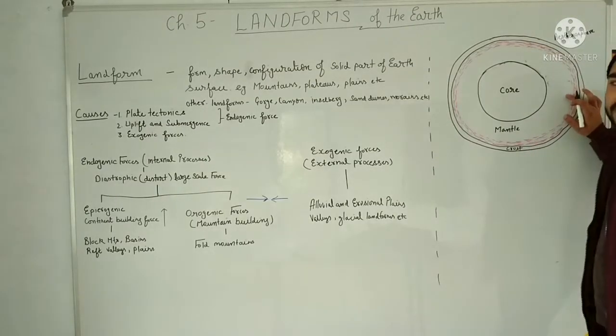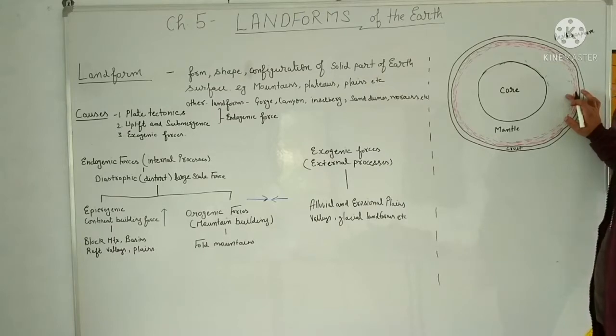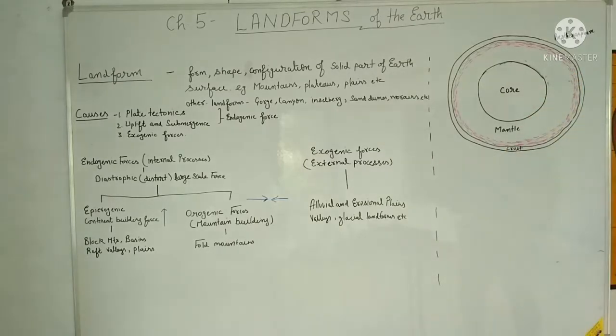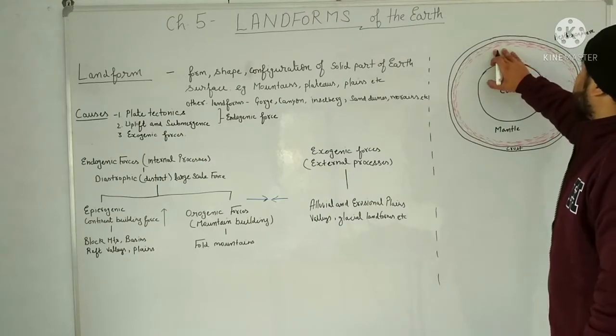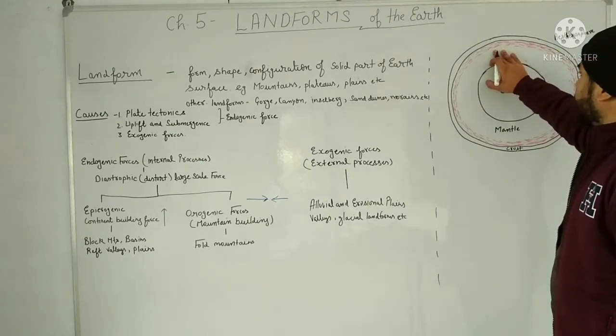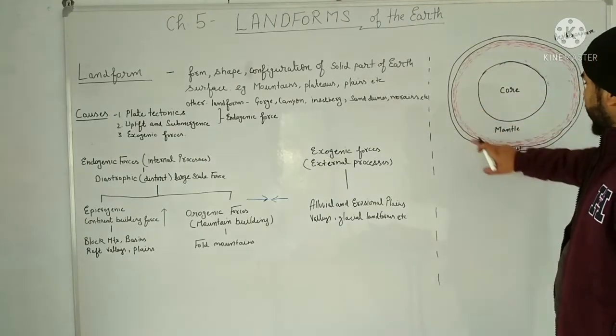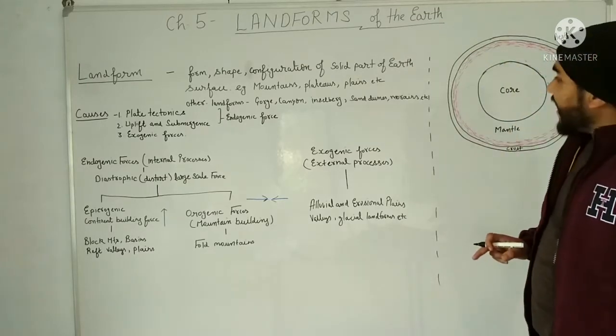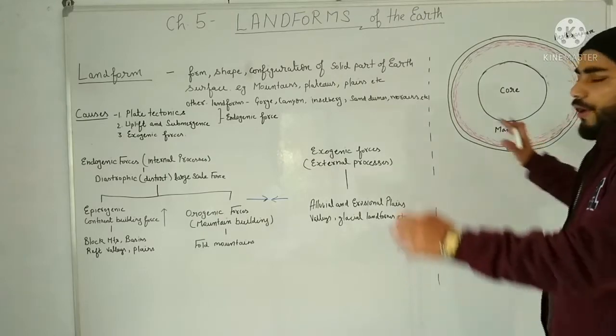Now, what is this asthenosphere? The asthenosphere is a sphere of the earth where rocks are found in semi-molten form. On this asthenosphere, the crust, the outermost layer of the earth, keeps floating, and this crust is not joined all together.